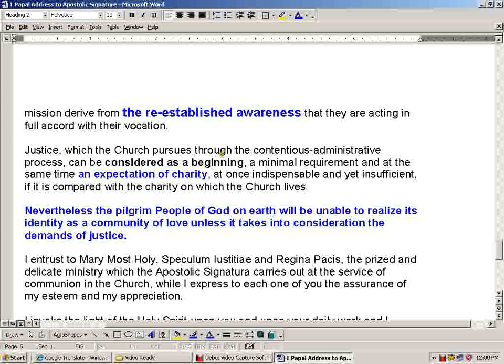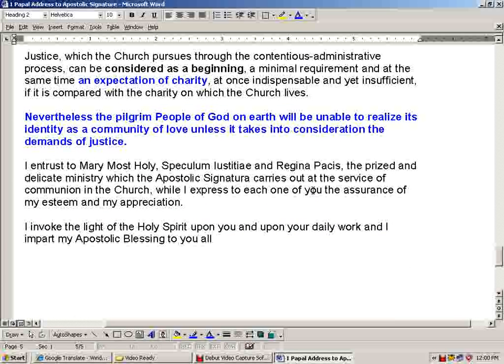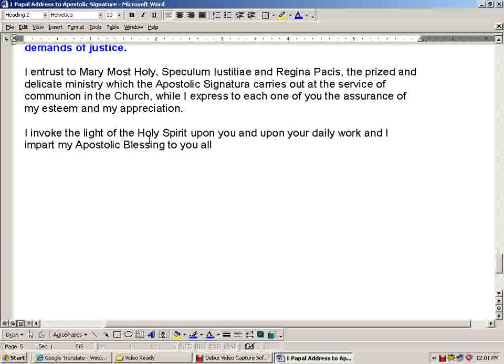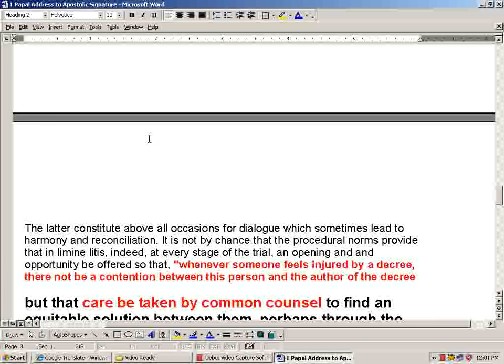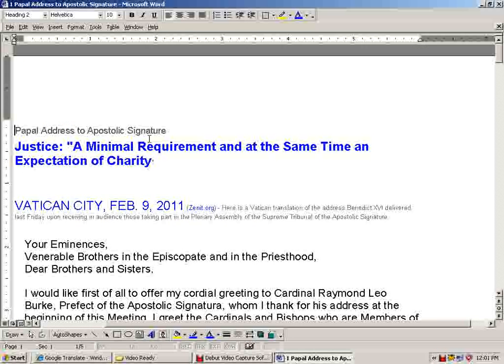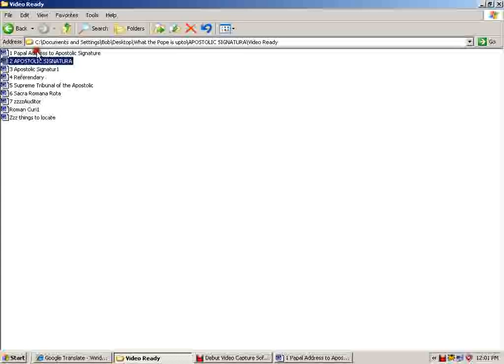Justice which the Church pursues through contentious administrative process can be considered as a beginning, minimal requirement, and at the same time an exception of charity, at once indispensable and yet insufficient if it is compared with the charity on which the Church lives. It's the least they can do for you. Nevertheless, the pilgrim people of God on earth will be unable to realize this identity as a community of love unless it takes into consideration the demands of justice. Right? So that's what Pope Benedict said on February 9th, 2011. He's really talking up this court. Let's find out a little more about it.